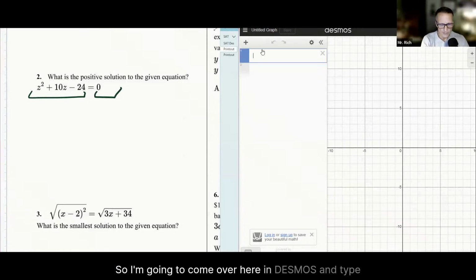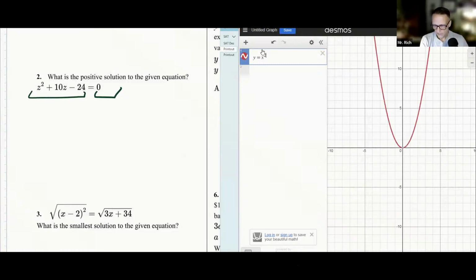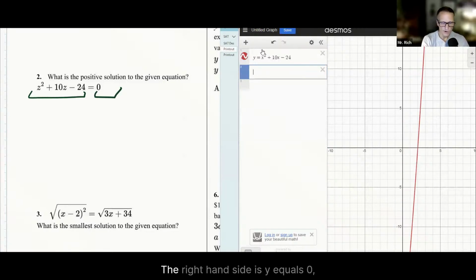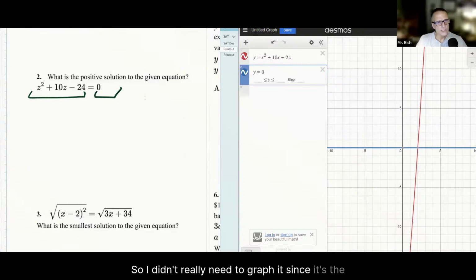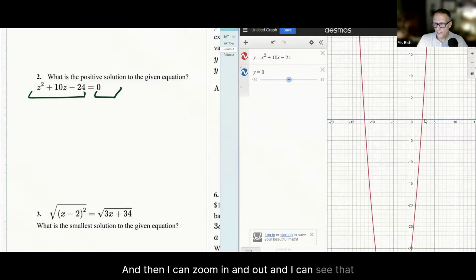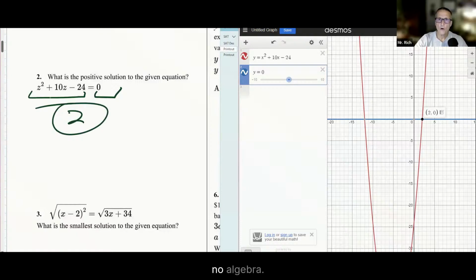So I'm going to come over here in Desmos, and type y equals, I'm going to use x instead of z. I'm going to do x squared plus 10x minus 24. That's the left-hand side of the equation. The right-hand side is y equals 0, which is the x-axis. So I didn't really need to graph it since it's the x-axis. And then I can zoom in and out, and I can see that these two lines intersect each other at an x value of 2 and an x value of negative 12, and it wants the positive solution, so my answer is a 2. No algebra.